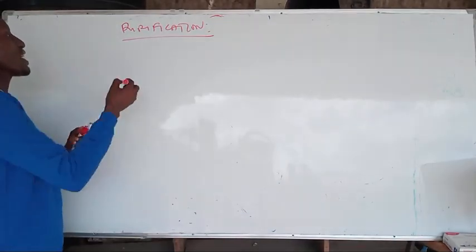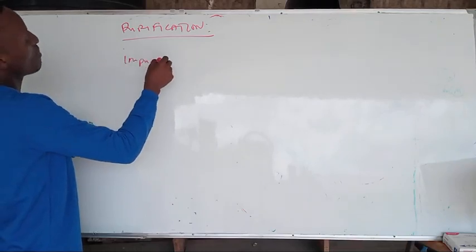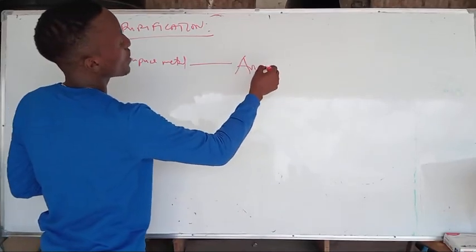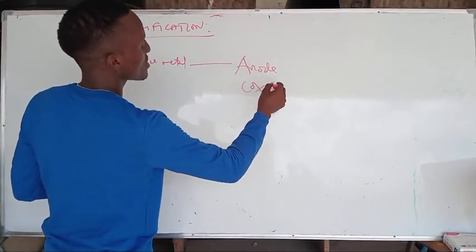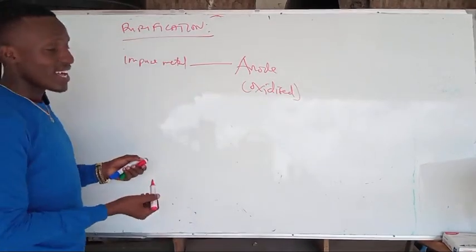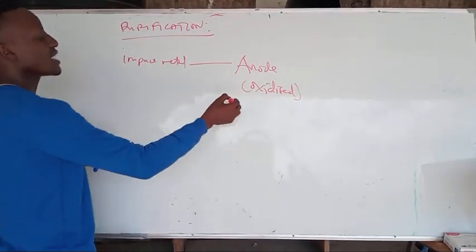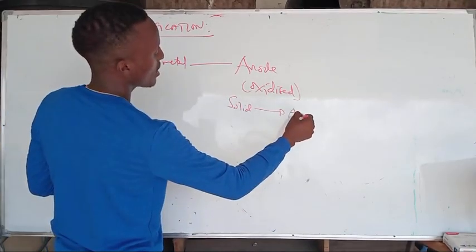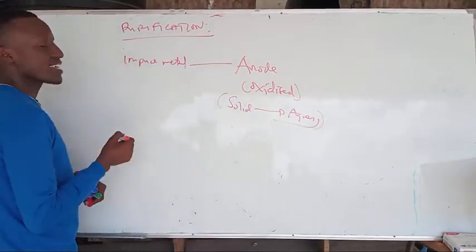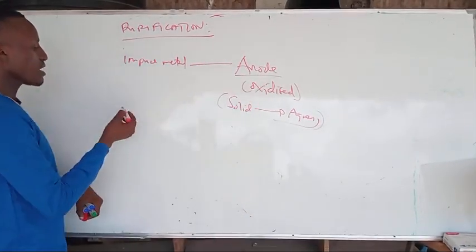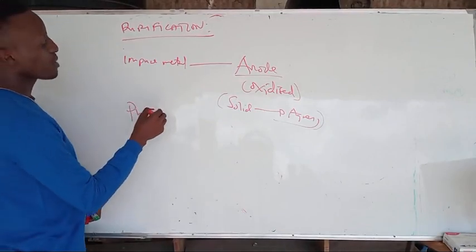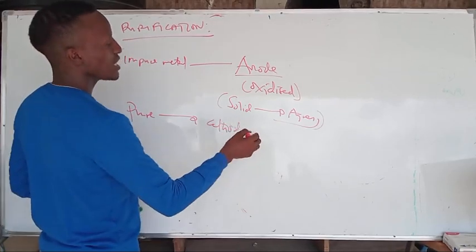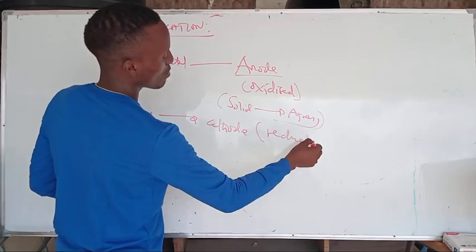So you put the impure metal at the anode. Why? To be oxidized. When oxidized, the solid turns into aqueous at the anode. The pure metal is placed at the cathode, so as to provide the electrons. The reduction process is done here.